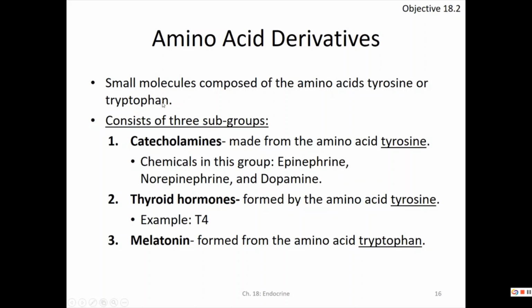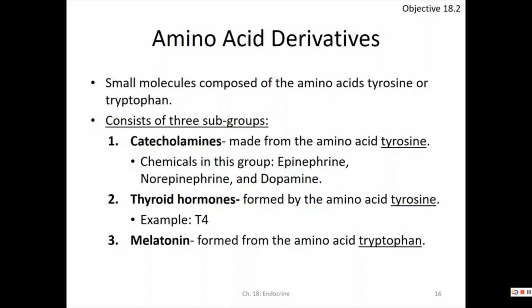Now, another way to remember all amino acid derivatives. Can elephants nose dive through mud? Catecholamines. Can elephants nose dive, or can elephants never die? Catecholamines: epinephrine, norepinephrine, dopamine. Thyroid hormones, and then melatonin.